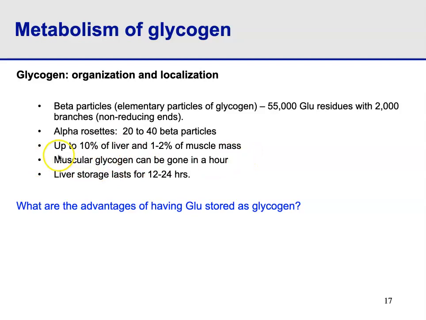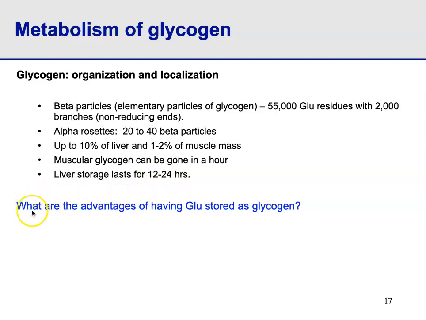The glycogen in the muscles, when needed, would last approximately 1 hour, maybe a little bit more, maybe a little bit less, depending on the amount of muscle, the amount of storage, and the need for glucose. The glycogen that is stored in the liver can last for approximately 12 to 24 hours.